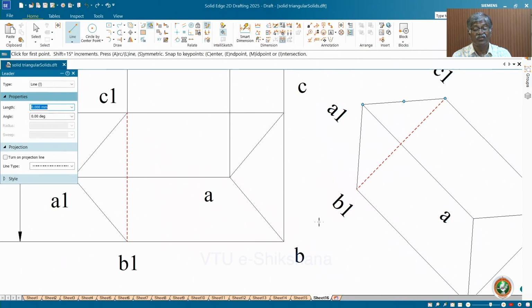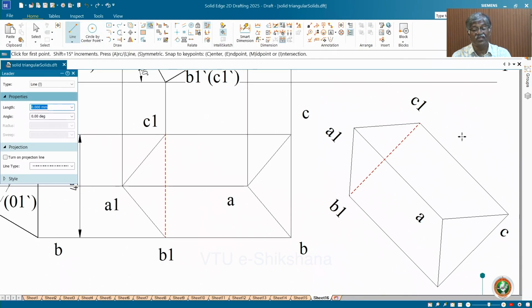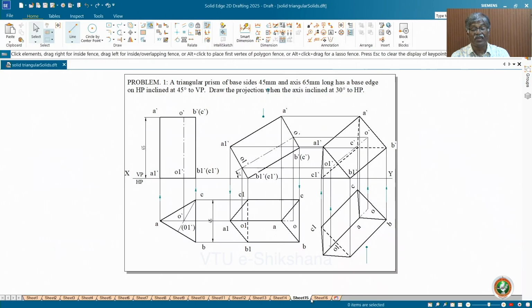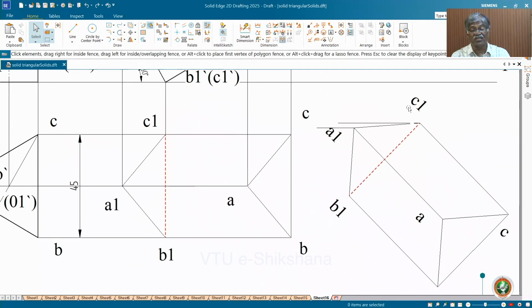Zoom it. Through C and A, see which is away from you. Just observe. If I draw two lines through A and C, you get that the line drawn through C1 is nearer to the VP, or away from the observer. So C1 is not visible again. So naturally, the base corner C1 is not visible. Earlier, the top face corner C was not visible. In this case, the base corner C1 is not visible. Accordingly, you get the situation.